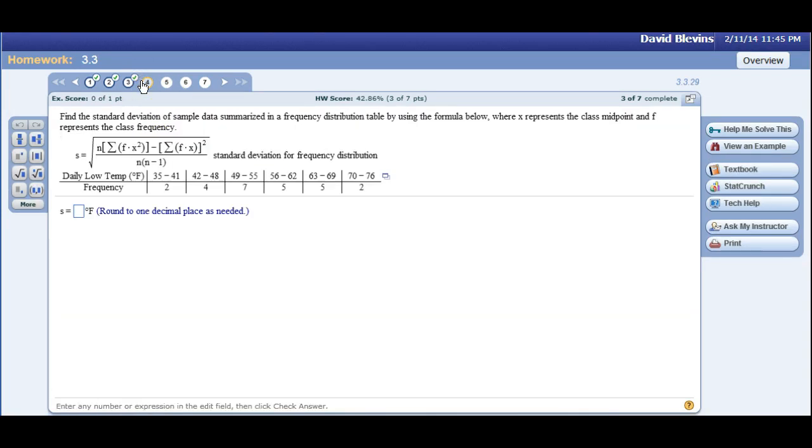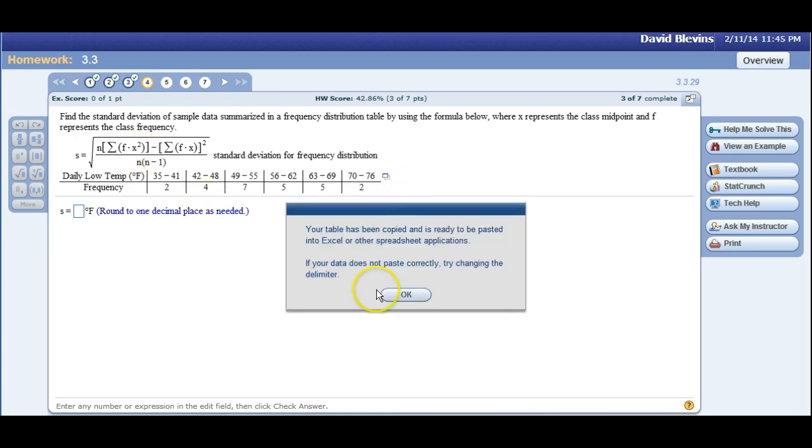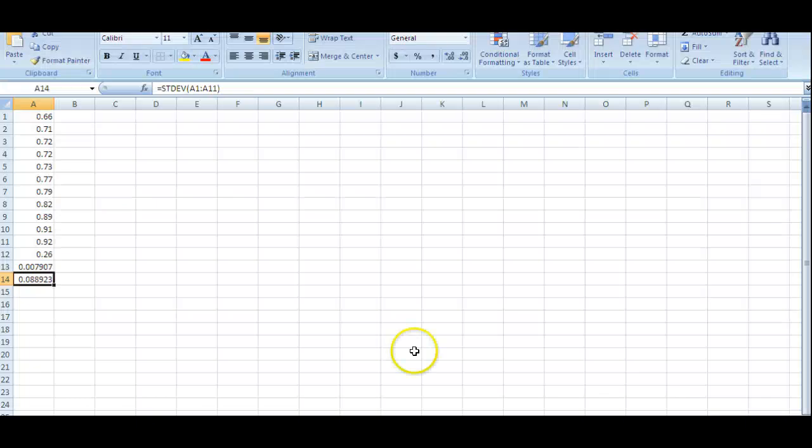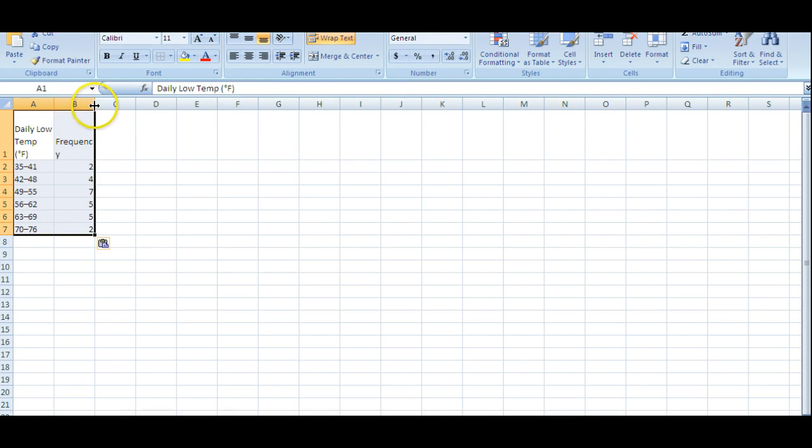Alright, now we start to get a little bit more difficult problems. This is a standard deviation for a frequency distribution, but still, we can copy the data to the clipboard and do the formula on the clipboard. Alright, so I'm going to delete all this and go back up to the first cell, paste it all in there.